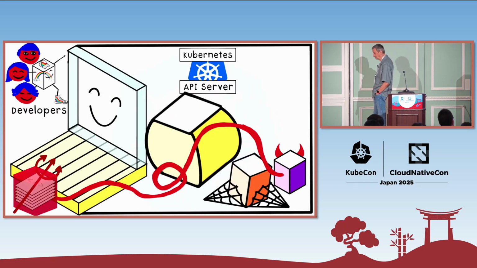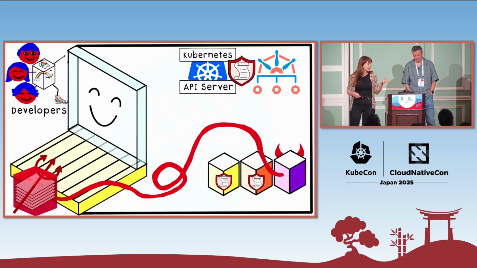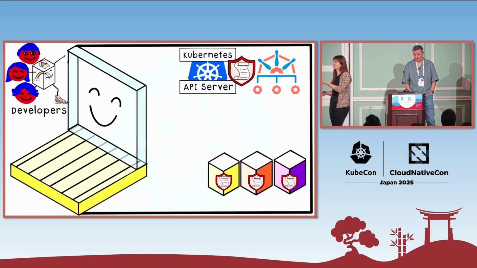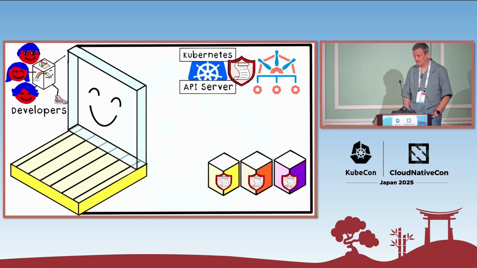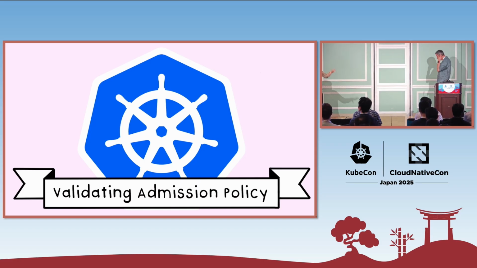So you want to use policy to do all kinds of things, though. You might use it to reduce resource bloat. You might use it to make sure they use the right dependencies, that they're pulling from an internal registry and not a bad registry. And that's really the tip of the iceberg. So validating admission policy, as I mentioned, is already in Kubernetes. There will be a mutating admission policy soon, I believe, too.